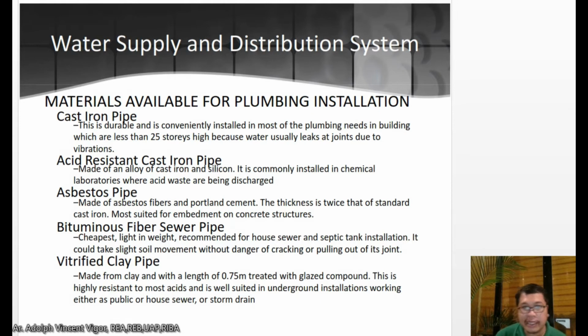Then we have a cast iron pipe. This is durable and is conveniently installed in most of the plumbing needs in buildings which are less than 25 stories high because water usually leaks at joints due to vibrations. Okay, so more than 25 stories, there's a tendency for the pipe to vibrate. It could be due to the height or it could be due to the movement.